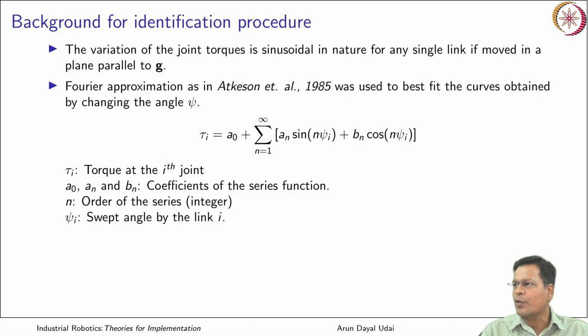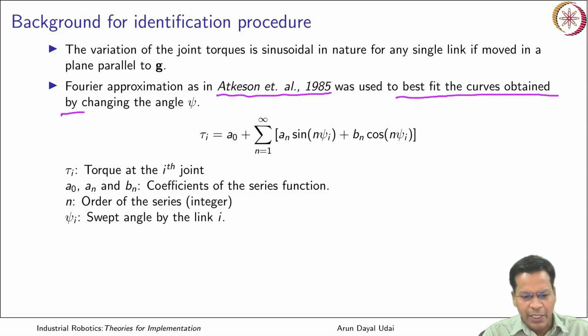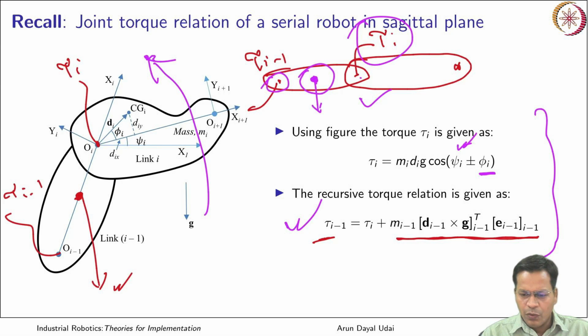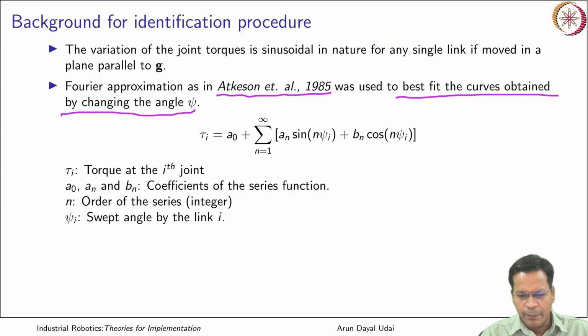Next, the Fourier approximation as given by Atkinson et al. 1985 was used to best fit the curves which are obtained by changing the angle psi I. Okay, so if you change this angle, the angle which is here, you can only change this angle, this is fixed. So when this link is making any motion, that is what is shown here. So if that variation is there, torque will change like this. This is a constant. Okay, so torque at ith joint is given by this.